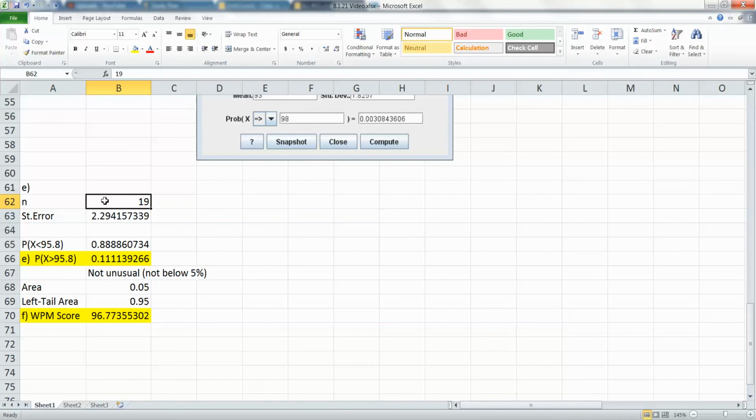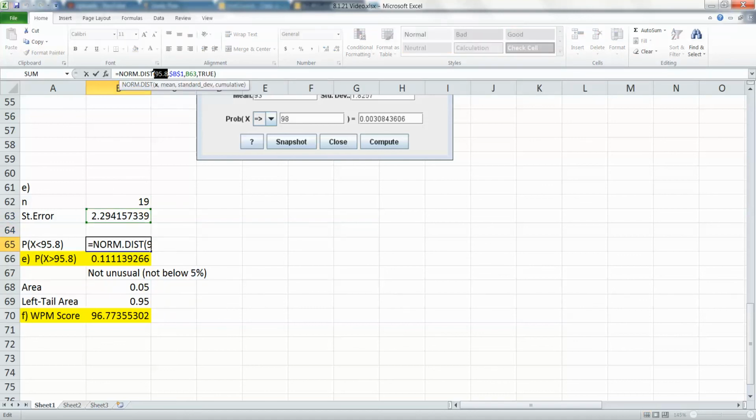So yeah, I made the new standard sample size of 19. I found the new standard deviation, which is 10 divided by the square root of 19. And then I found less than 95.8 by using 95.8 in here, comma the mean, comma the standard deviation, that new one, which is 2.294, comma true. And then I took it away from 1.